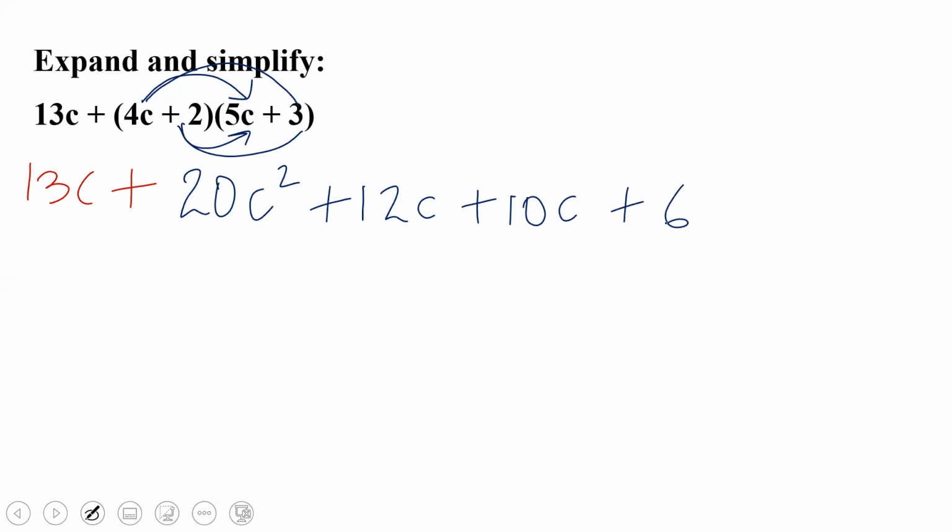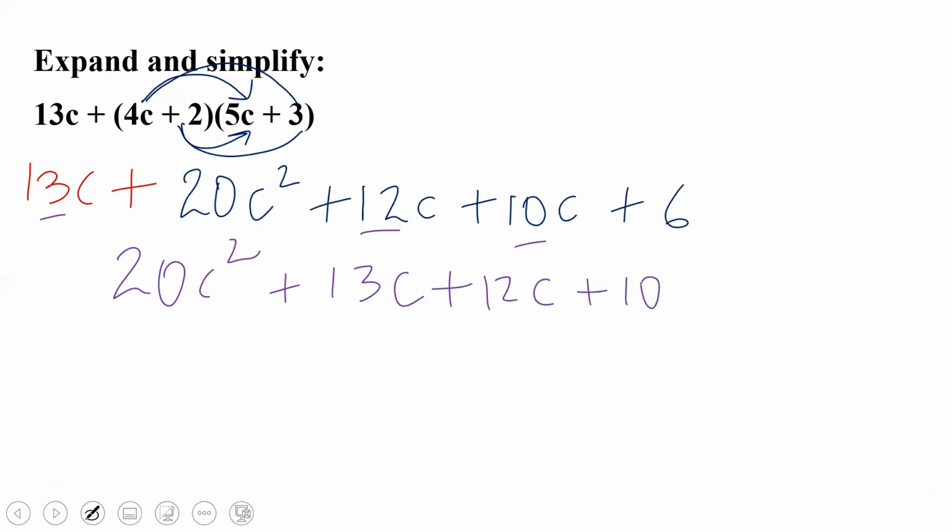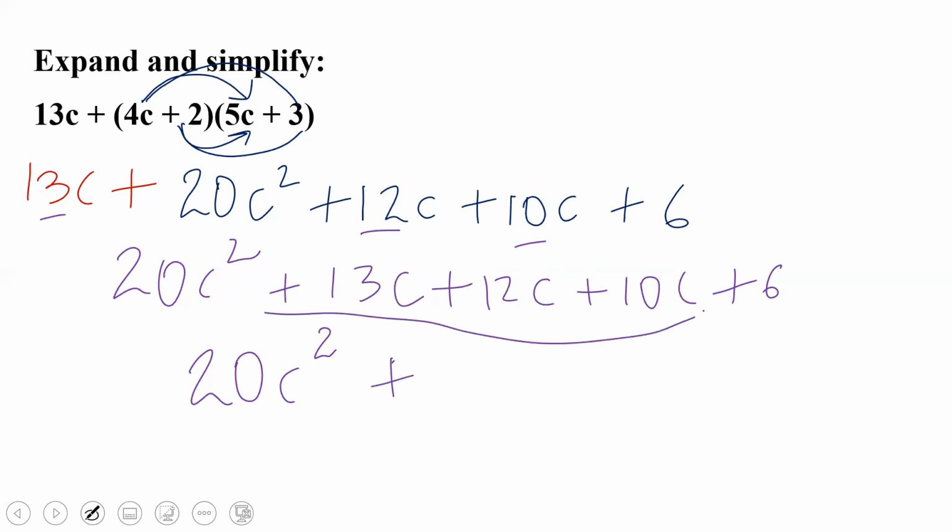All right, and then we are just going to put our terms in order. So we have 20c squared. We can put all our like terms together. That's 13c, 12c, 10c. So that's plus 13c plus 12c plus 10c plus 6. And then we can give our final simplified answer, 20c squared plus, and then you're going to go ahead and add all these terms here, and you will get 35c plus 6.